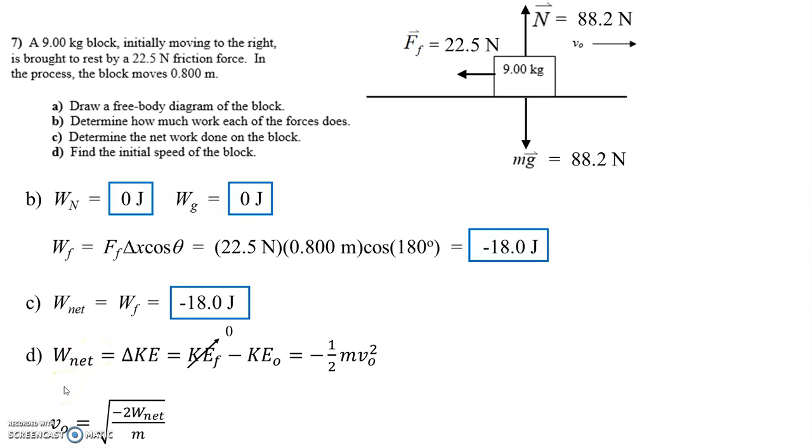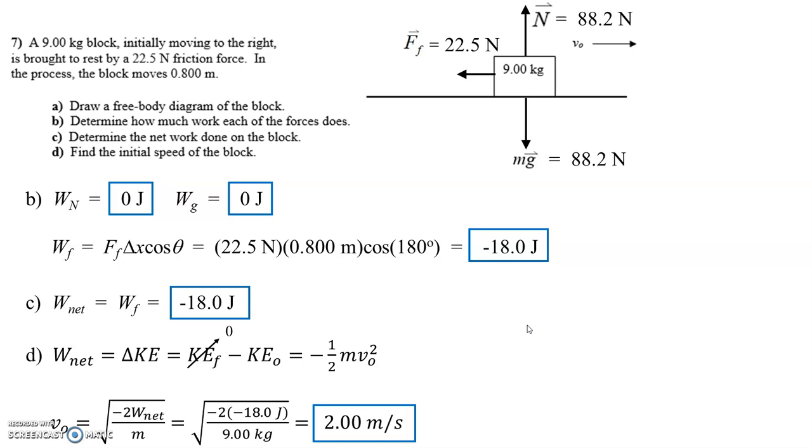So let's put our numbers in, and let's solve. So we have negative 2 times negative 18 divided by the mass of 9 kilograms. Take the square root, and we should be getting 2 meters per second.